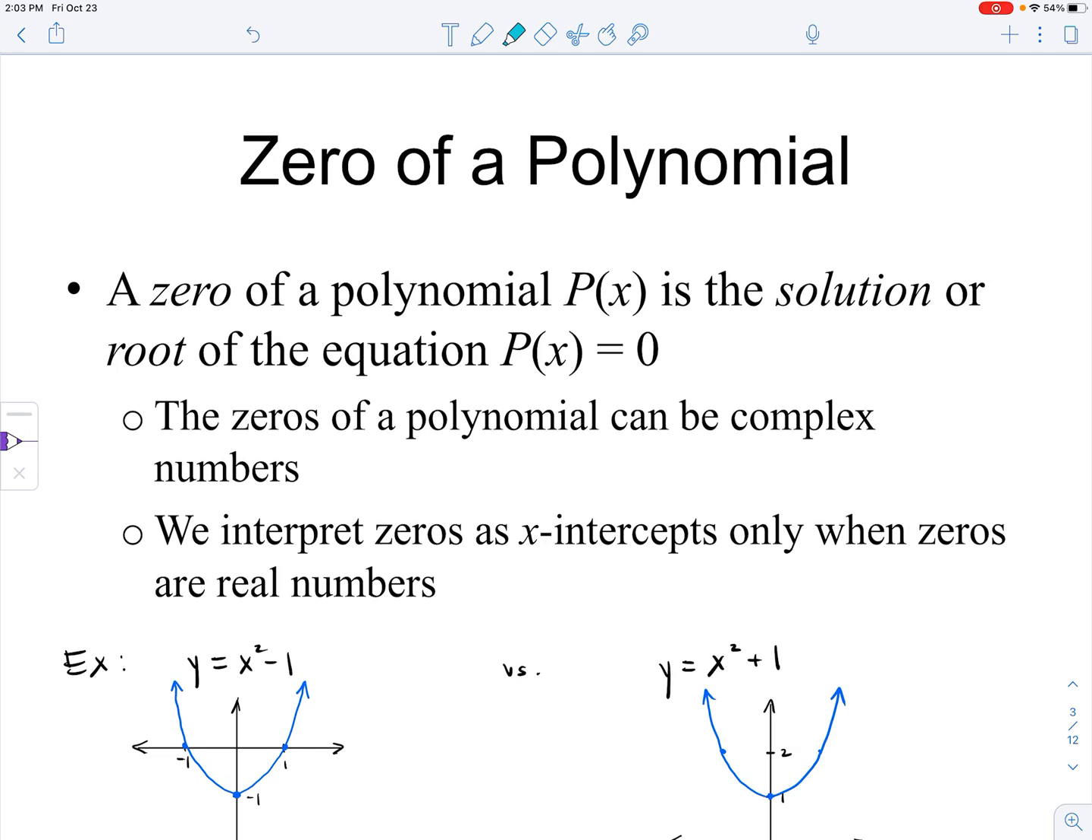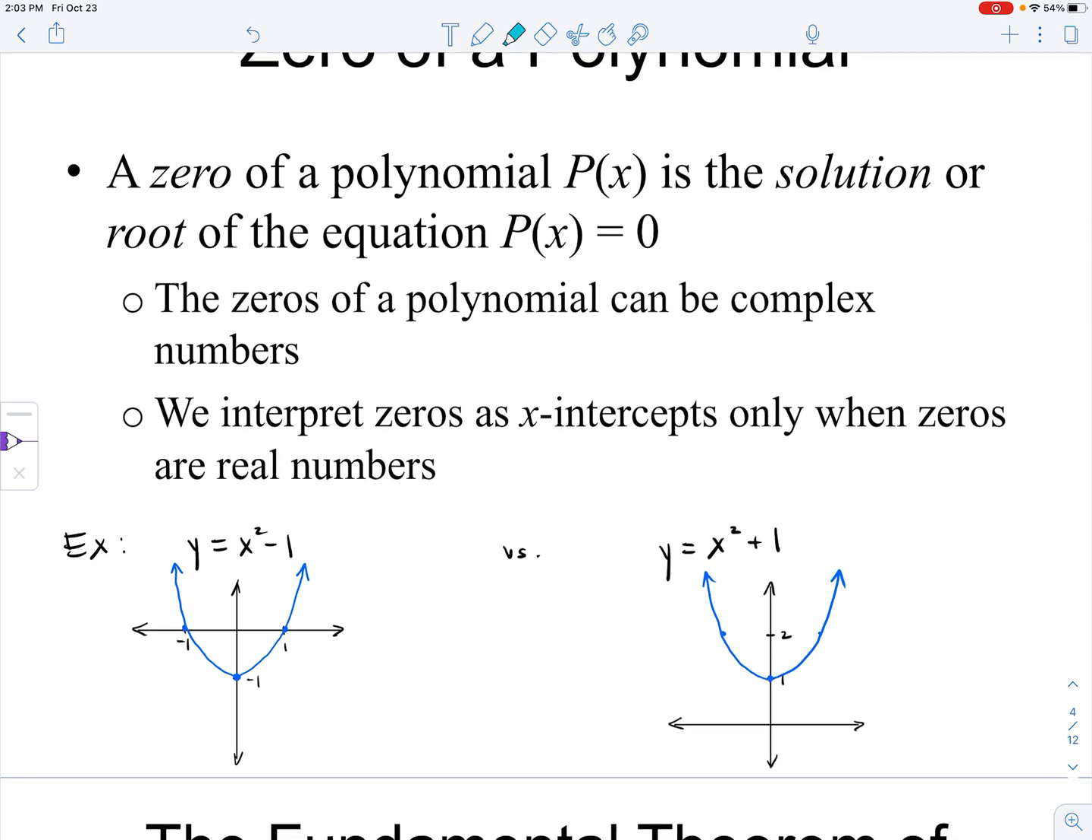Okay, the zeros of a polynomial in section 2.5 can be complex numbers because we're thinking inside the complex number system, instead of in 2.4 where we were just thinking in terms of the real number system. And again, we interpret zeros as x-intercepts only when the zeros are real numbers. Looking at this example, the function y equals x squared minus 1 versus y equals x squared plus 1. Because you're familiar with translations and transformations, you know what those graphs look like. I put a sketch of them here, same shape.